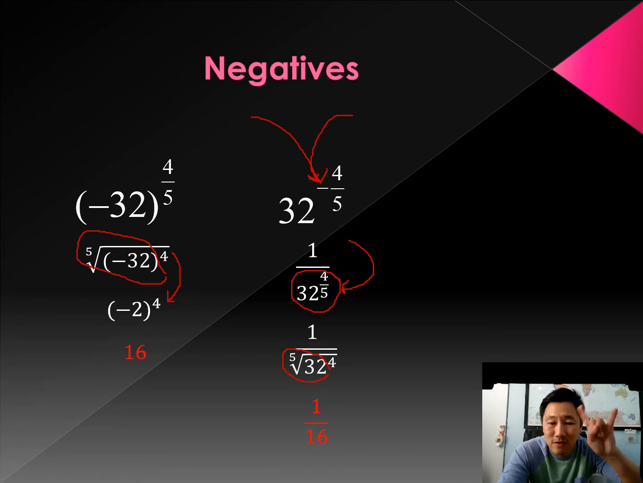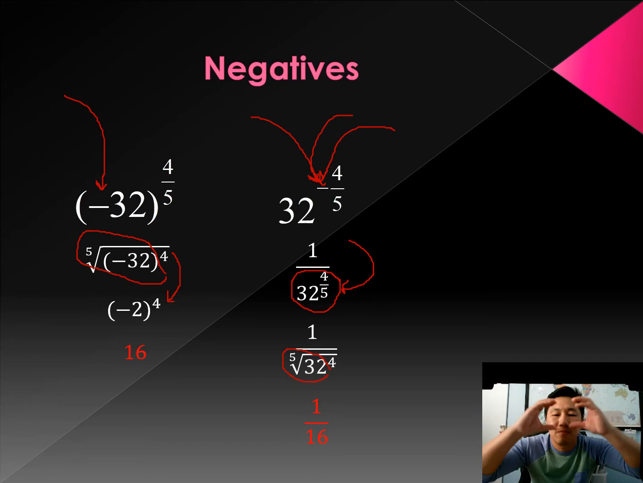So this one, know the difference between what the negatives do. This negative really doesn't do anything. It's just part of the problem. This negative, you have to take the whole problem and drop it underneath a fraction in the denominator.